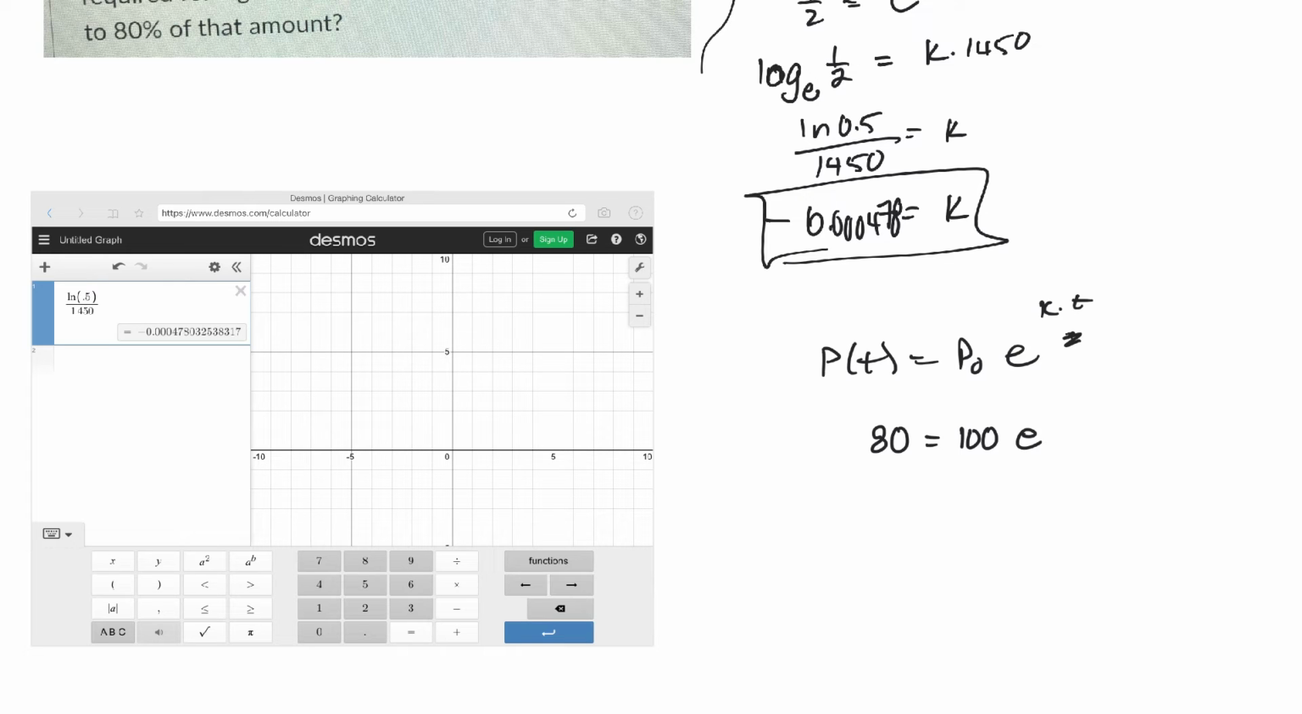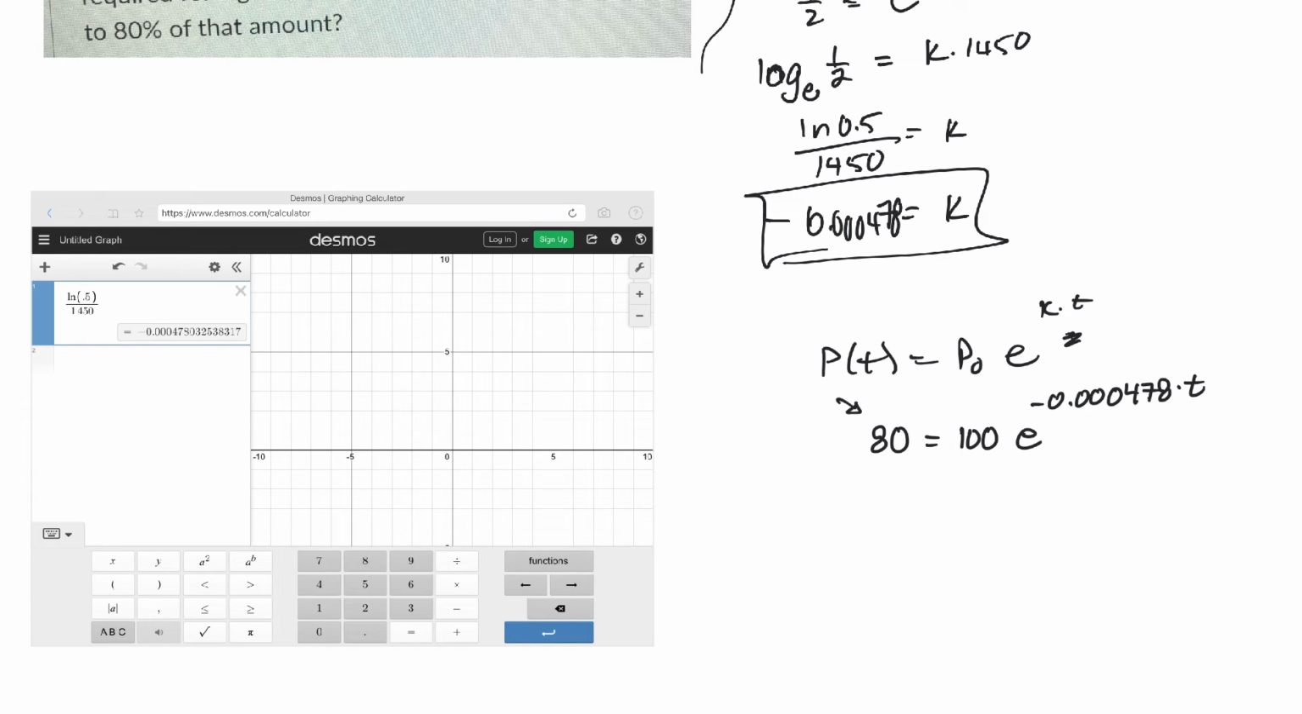Now, that's a little bit confusing because sometimes we'll put a 20 here instead of an 80. So if they say they lose 80%, then you would start at 100, and if you lose 80, you'd wind up at 20. But in this case, they just say that they decay to 80%. So you're starting at 100, and you decay to 80. So you start at 100 and wind up at 80.